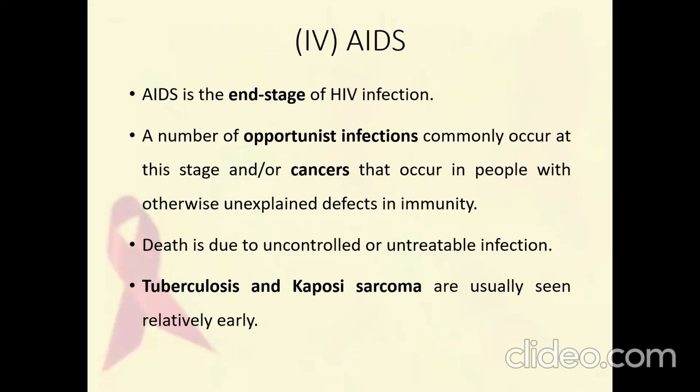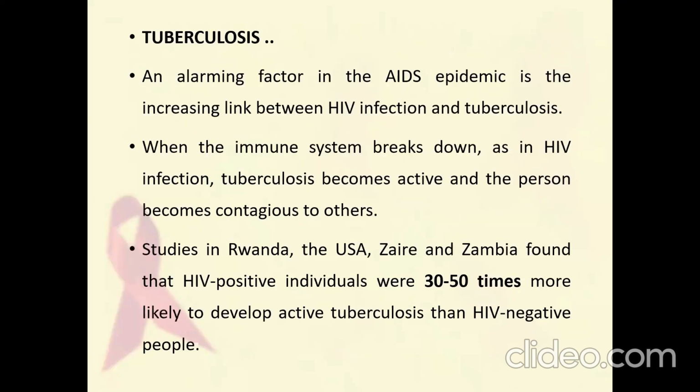Last is AIDS. So AIDS is the end stage of HIV infection. A number of opportunistic infections commonly occur in this stage, and cancers occur in people with otherwise unexplained defect in immunity. And death is due to uncontrolled or untreatable infection.